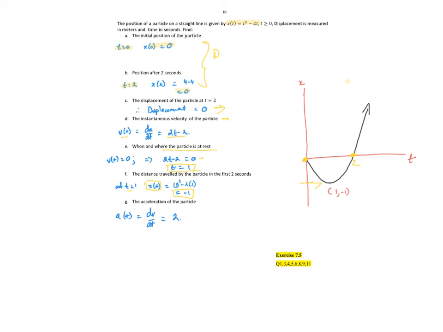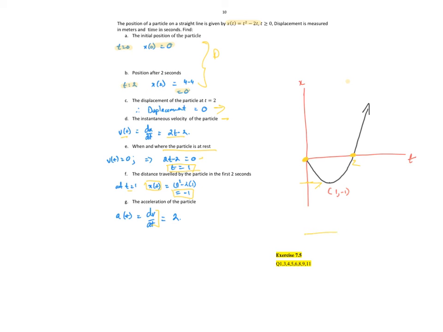Typically we ask whether it is to the left or to the right, but it may not be left or right, to be honest. So we're 1 meter behind our starting point when we stop. Acceleration of the particle, dv/dt, gives me 2. So our acceleration is 2 meters per second squared all the way along.